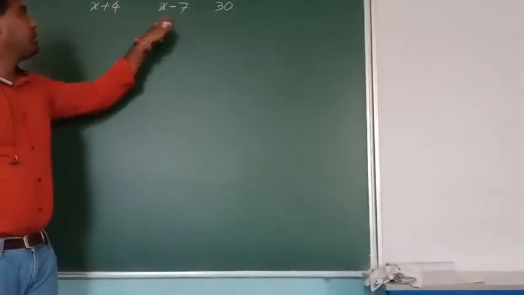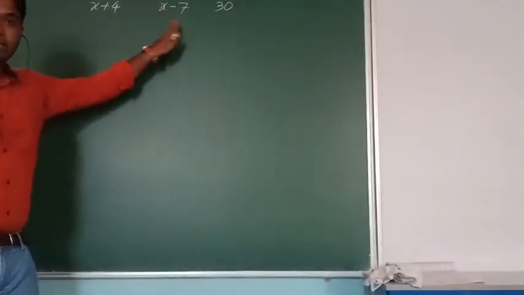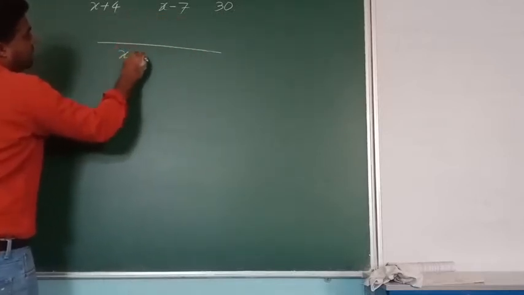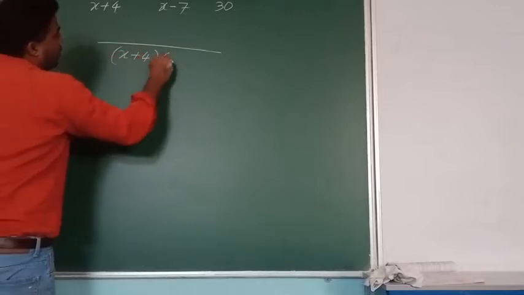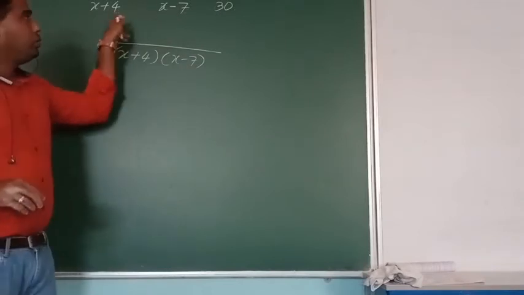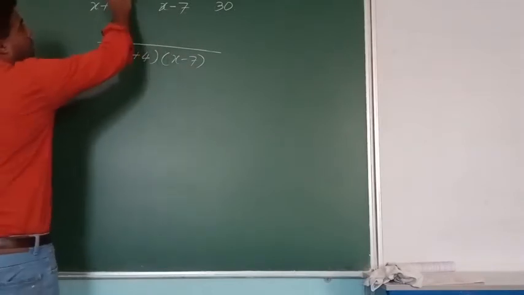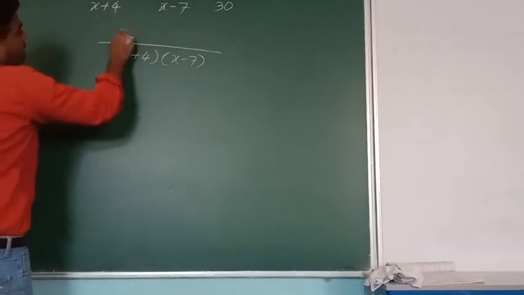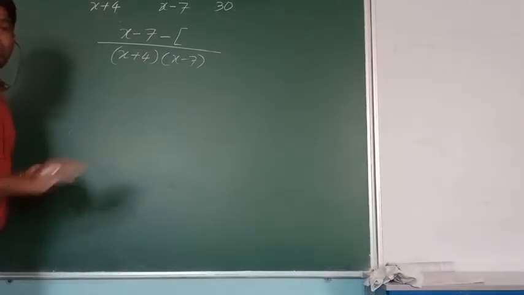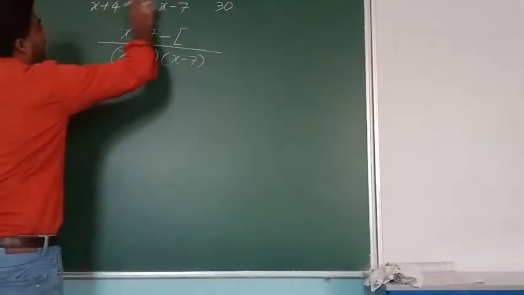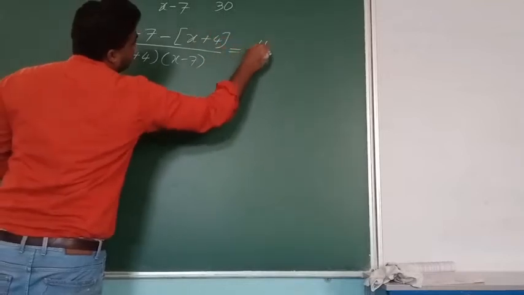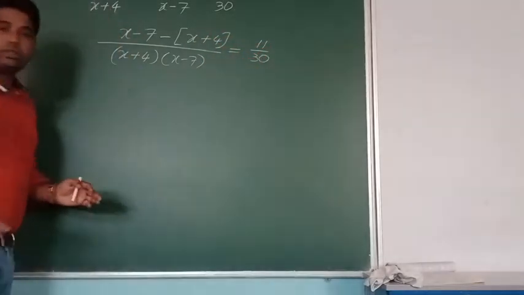What we have to do first is take the LCM of these two. Both of the multiplication itself is the LCM: x plus 4 times x minus 7. Then cross-multiply here: x minus 7 ones are x minus 7. Whenever there is a minus, keep the bracket next. Then cross here: x plus 4 ones are x plus 4, bracket close, which is equal to 11 by 30. This is the first step.